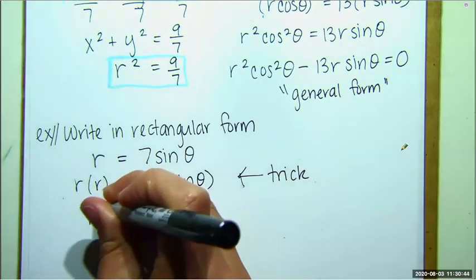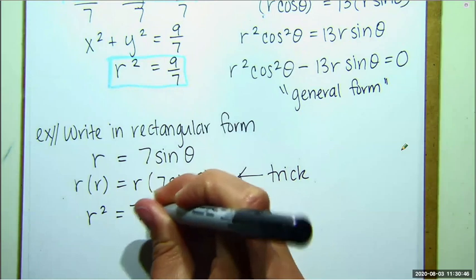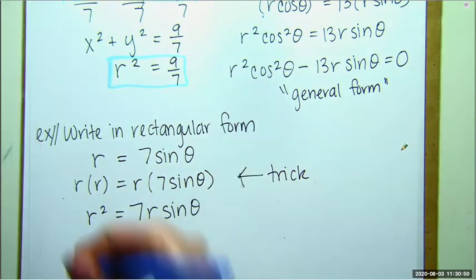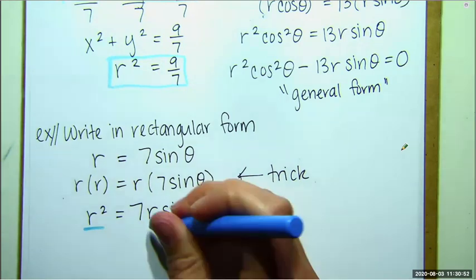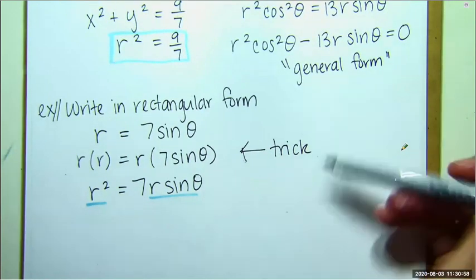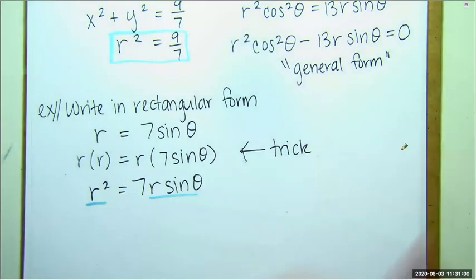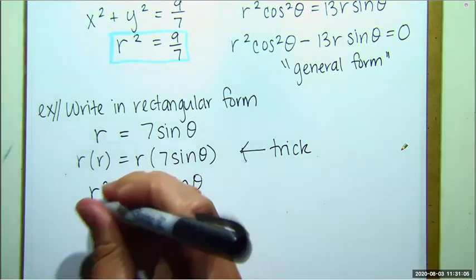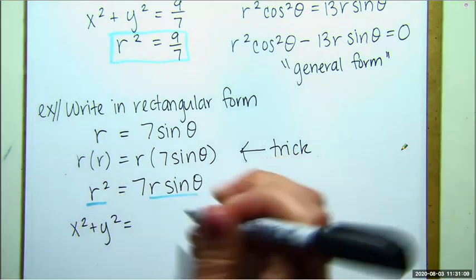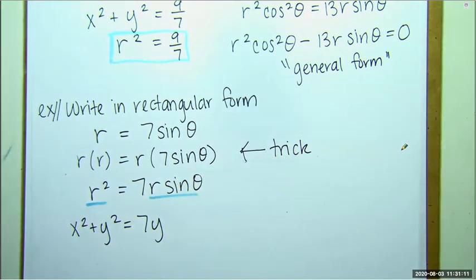So now I get r squared is equal to 7r sine of theta. Okay, so now r squared we know is x squared plus y squared, and r sine of theta is equal to y. Okay, so sometimes we have to do things like this in order to get these equations in terms of things that are easily to substitute. So r squared is x squared plus y squared, and r sine of theta is equal to y. Okay, so now it's all in terms of x and y's.